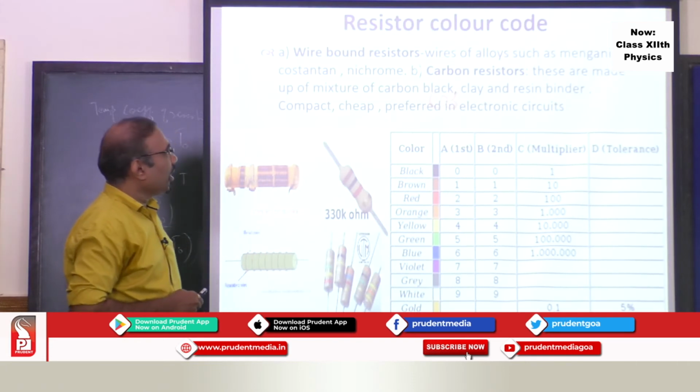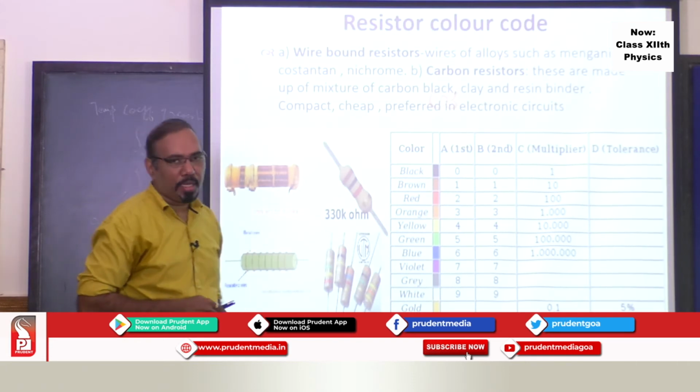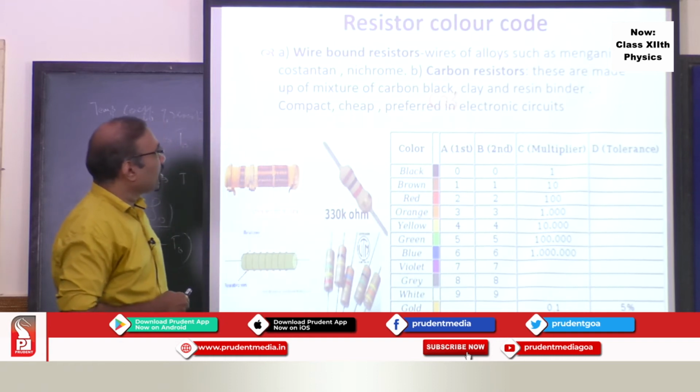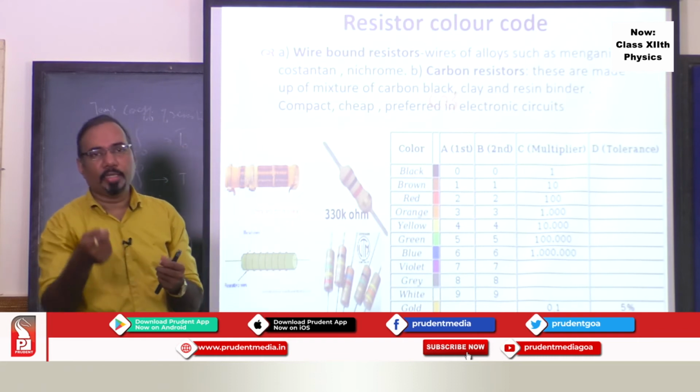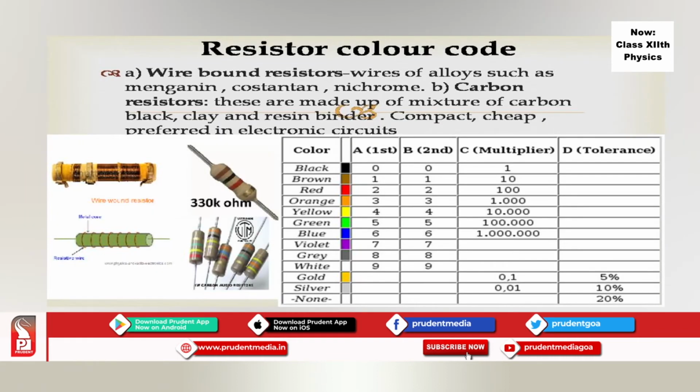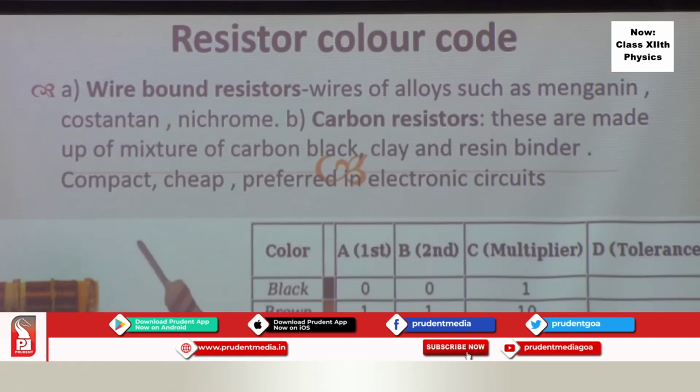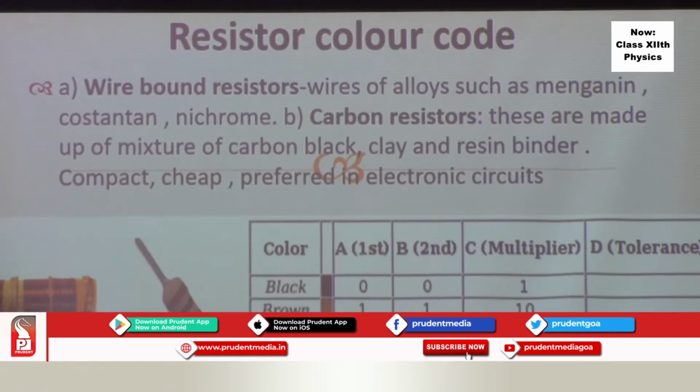Wire-wound resistors and carbon resistors are the ones mainly used. Wire-wound resistors are made up of wire, especially manganese, constantan or nichrome. Why are constantan and manganese preferred? I have told you, their temperature coefficient of resistivity is very low.